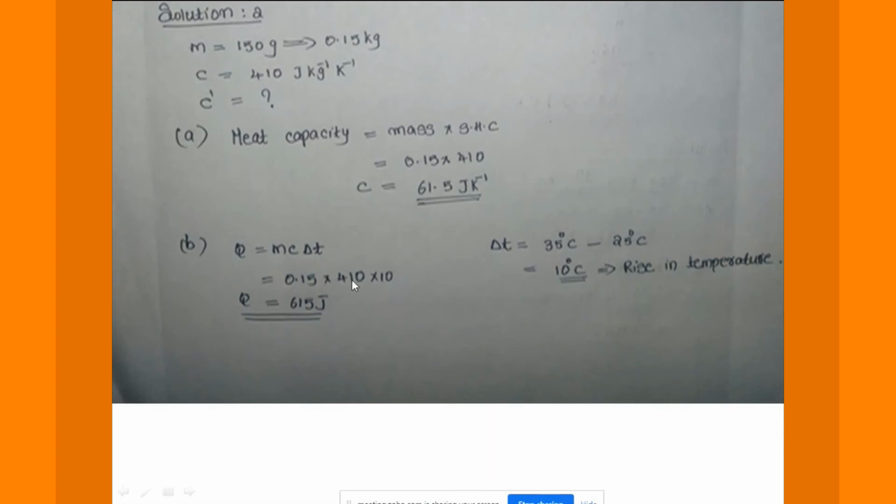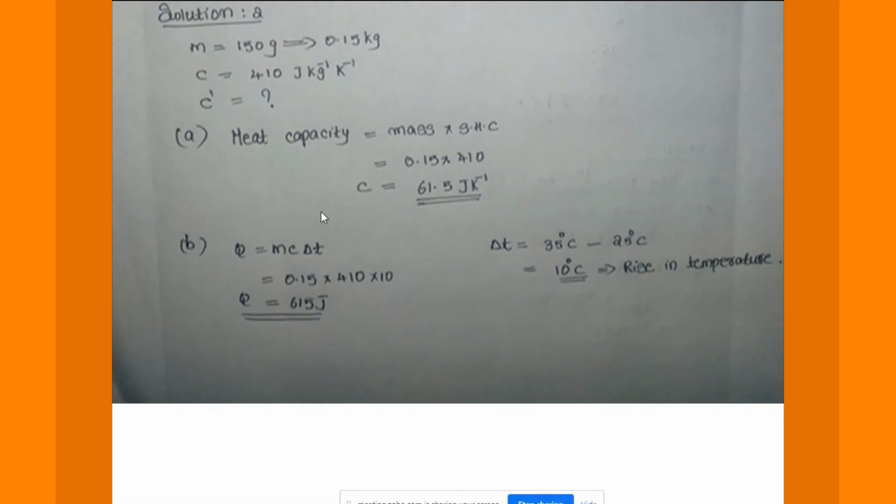Correct. Second part, they are asking how much heat energy will be required to increase the temperature of the vessel in part A from 25 degrees Celsius to 35 degrees Celsius. So what you are going to find out? You are going to find out Q. So what is the formula for Q? That is mc delta T.